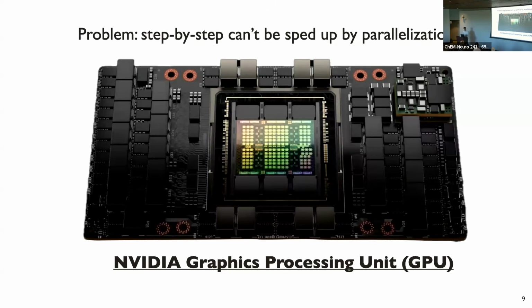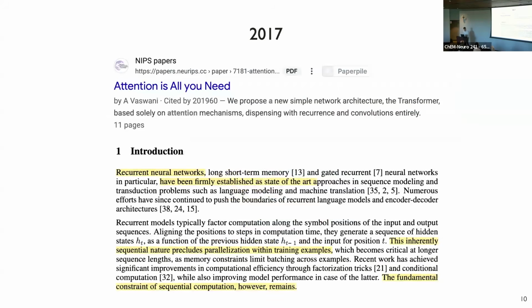And the result is this bottleneck started to impede the use and development of these state space models. Probably most famously, in 2017 there's a landmark paper, Attention Is All You Need. This introduces the transformer model. That's the T in ChatGPT. And in 2017, they basically say recurrent neural networks, again a type of state space model, a type of inherently sequential computation, have been firmly established as state of the art, but they're inherently sequential. It precludes parallelization, and this is a fundamental constraint on its usage.